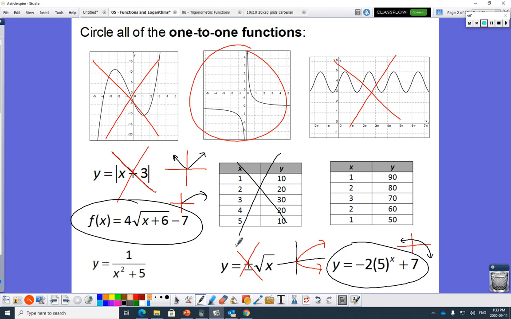And this, every x, oh, what? No, this isn't even a function. 1 goes to 90 and 1 goes to 50? That wouldn't happen in a lot of scientific processes. You wouldn't go, oh, at time 1, temperature 90, time 1's also temperature 50.